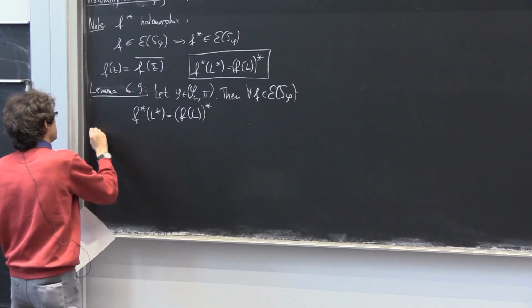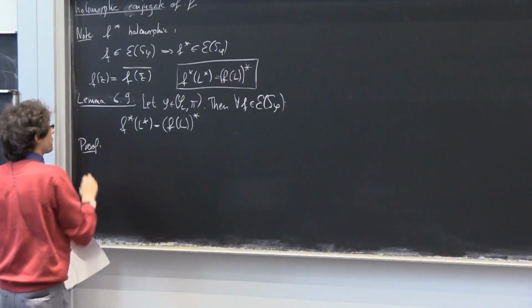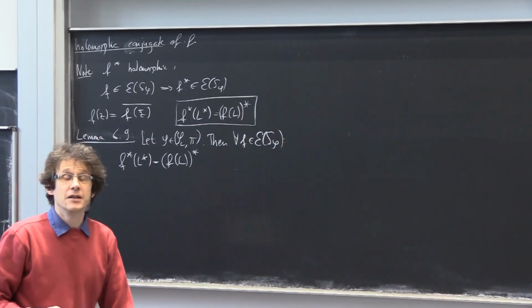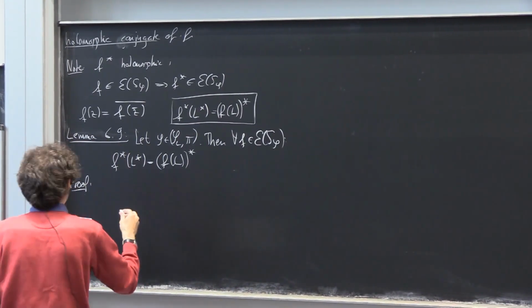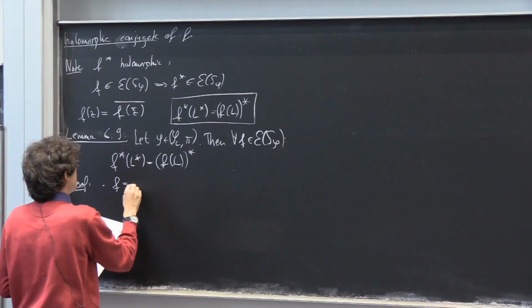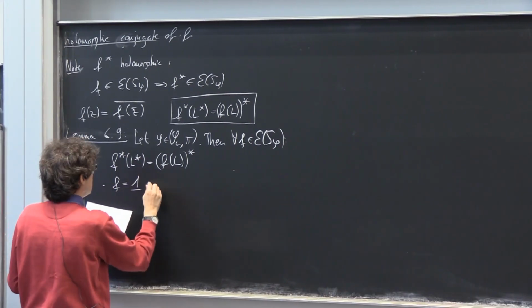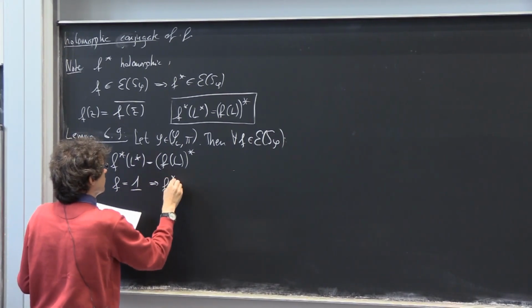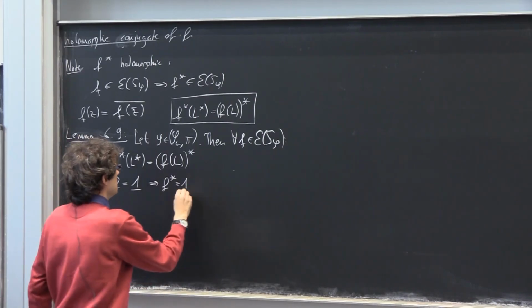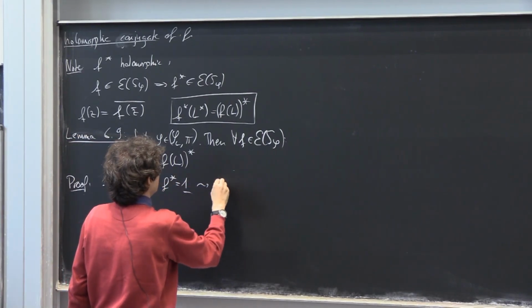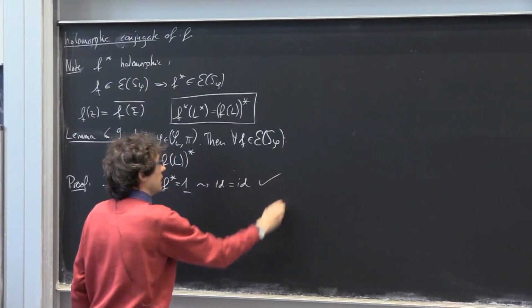Okay. And what we do, we go through the three cases that you have in the Dunford-Rees class. The first two are simple. So what is it if f is the one function? Then f star also is the one function. And this gives you identity equals identity. Okay, this is okay.